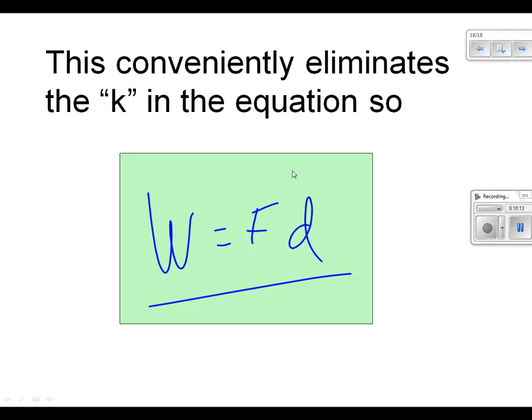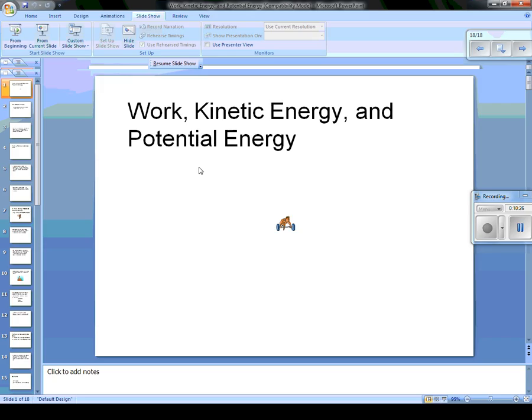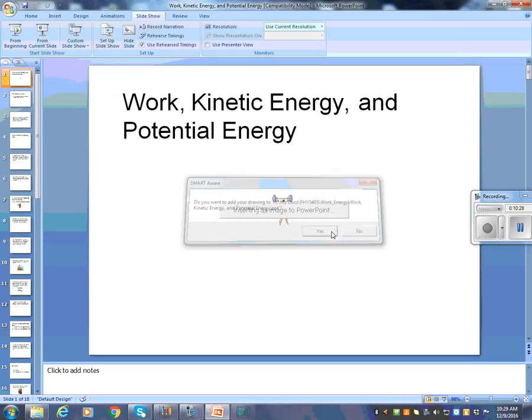Okay? So that's literally the formula derivation. It's kind of an invented one. There's not a lot of math involved. We set the K value equal to 1, and that makes it disappear. Work equals F times D. And that's really all I got to show you.